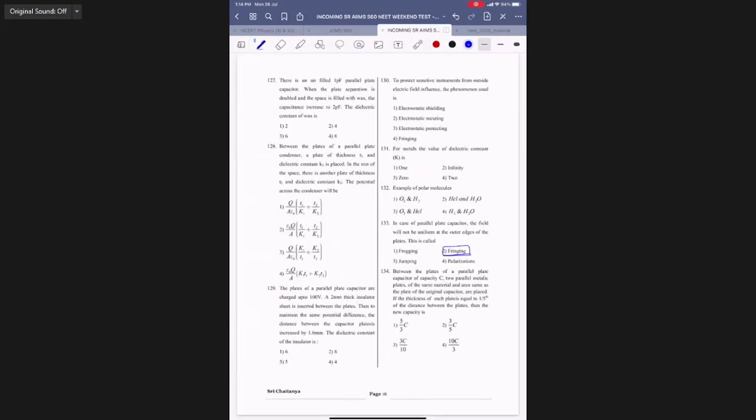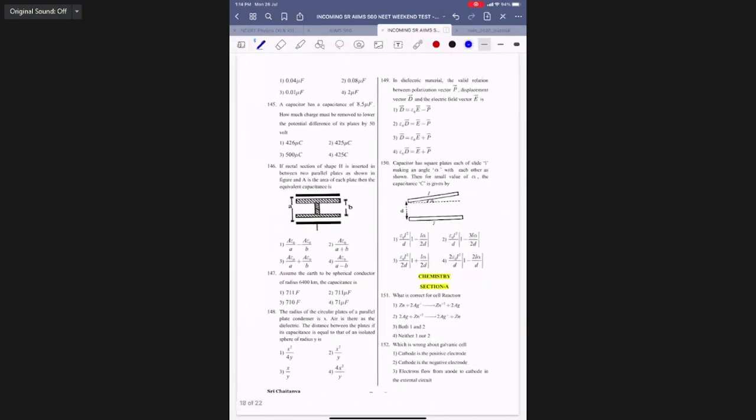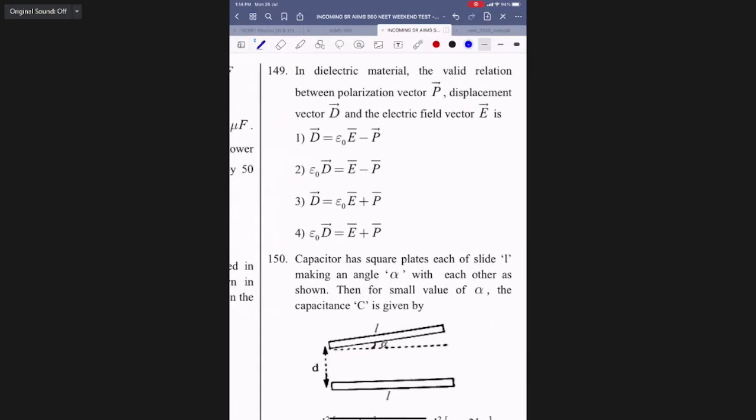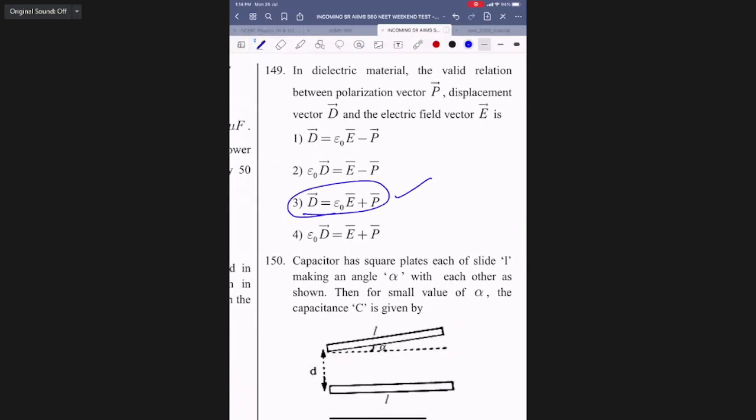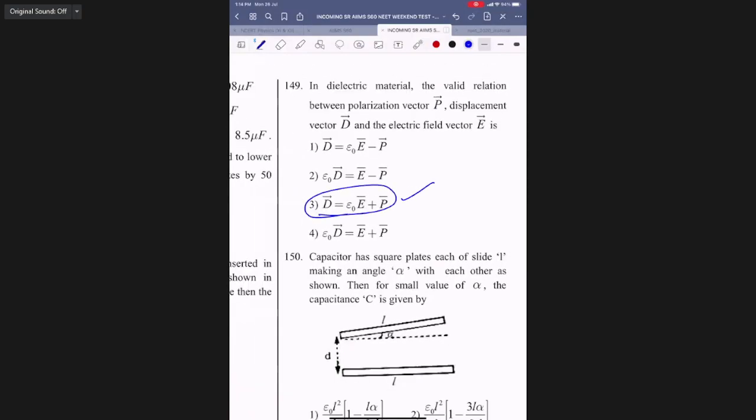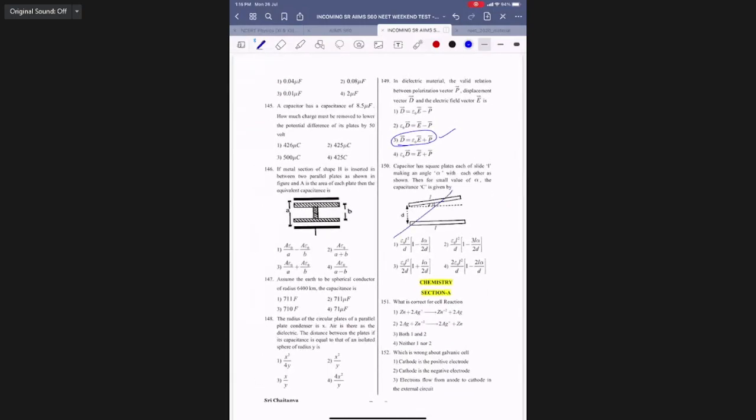Next one, any are there? 149. D vector is epsilon naught into E plus P vector only, na? Why are they giving these that are not in the syllabus? This you have done, na? Yes. This one we'll discuss.